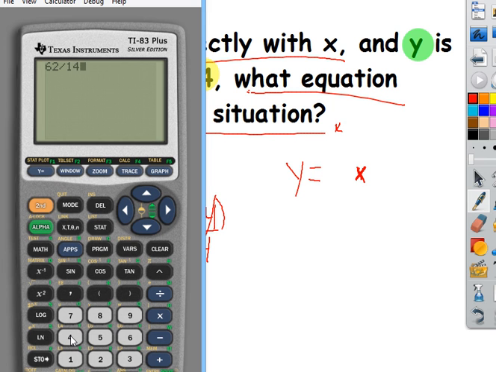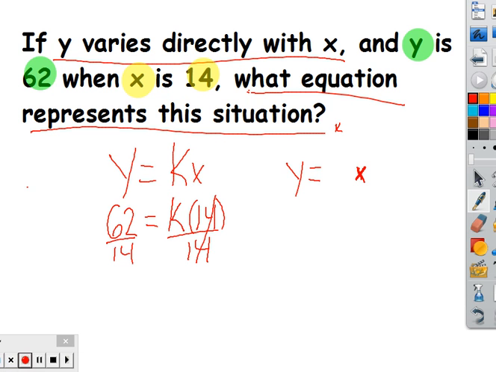If it does not divide into a whole number, we may have to simplify. So since this number goes on forever, it looks like we're going to simplify the fraction. So we have 62 and 14. We divide by 2 on top to get 31. And we divide by 2 on bottom to get 7. So the answer is k equals 31 over 7. And we plug it into the equation.